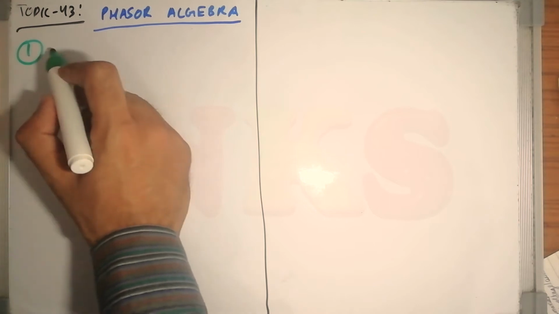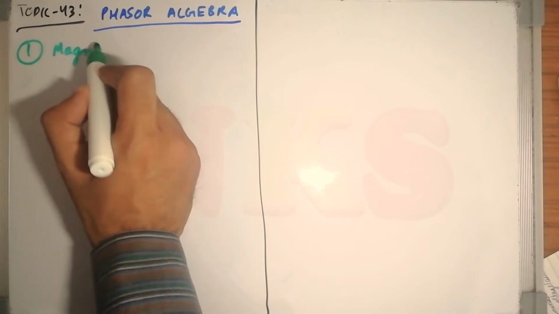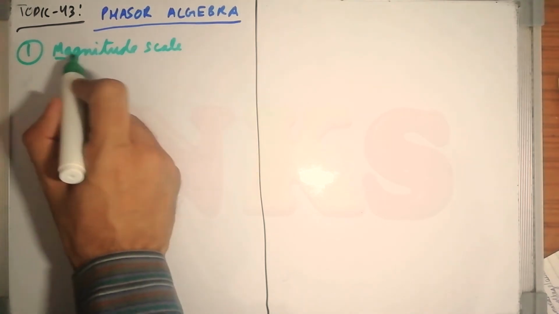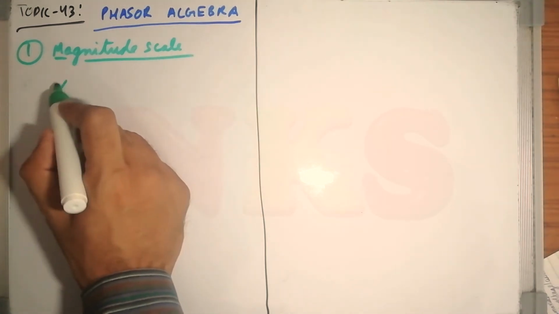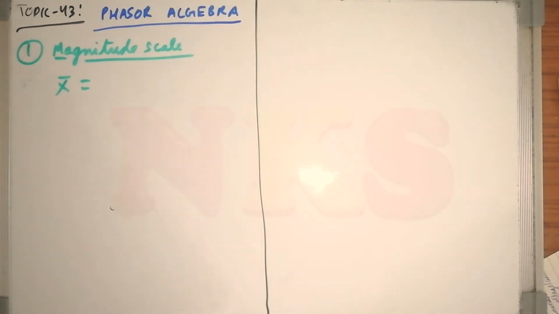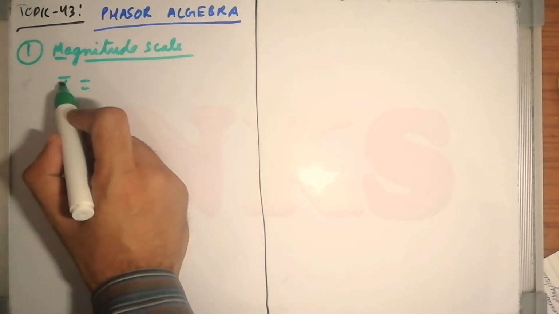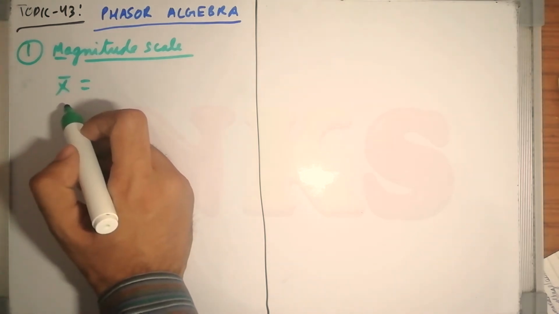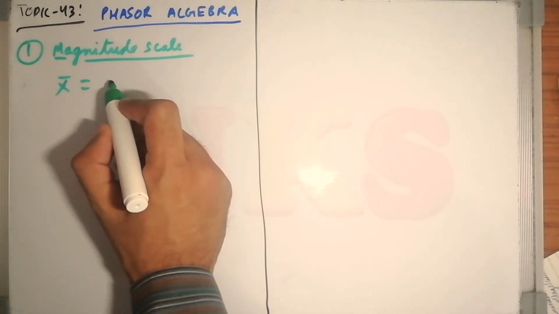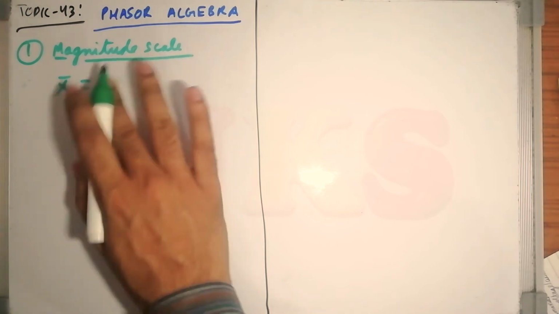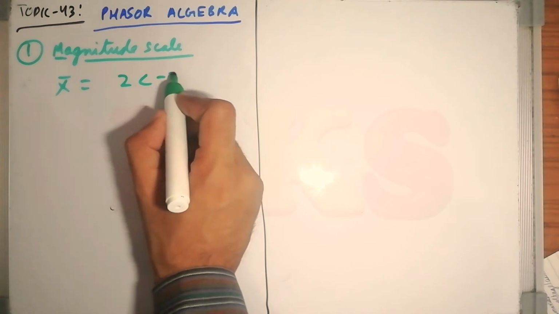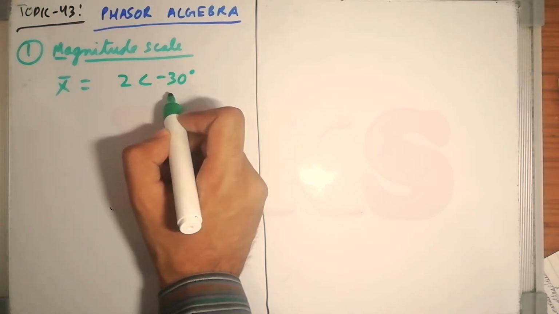First we will see what happens when you scale the magnitude of any phasor. Let me say there is a phasor. Phasors are always represented by capital letters with a bar on them. If a phasor is represented in this fashion, A bar equals 2 at an angle, let me say, minus 30 degrees.